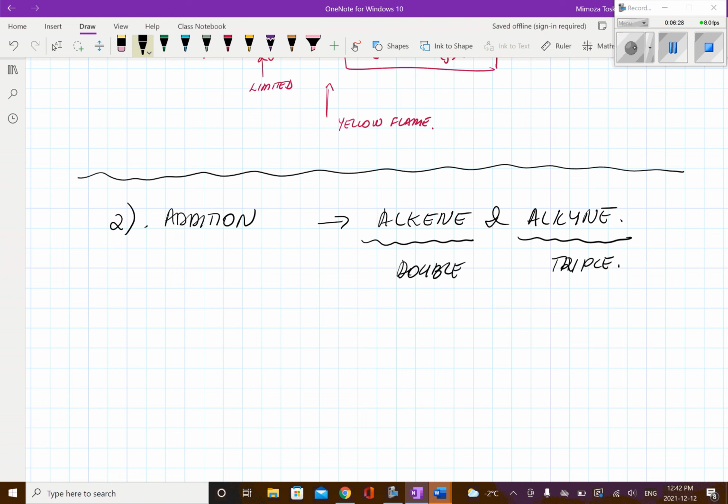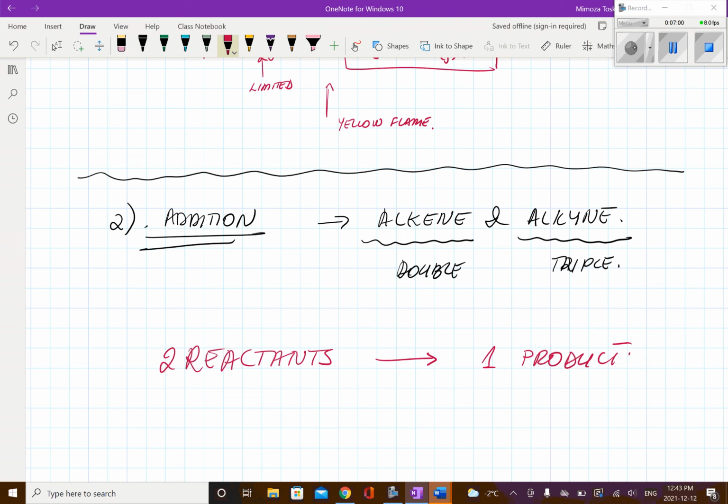So this happens only when you have multiple bonds, where one of them is broken, allowing free bonding across the multiple bonds. In an addition reaction, you always have two reactants reacting together and only one product, because you are adding something into one of the reactants.